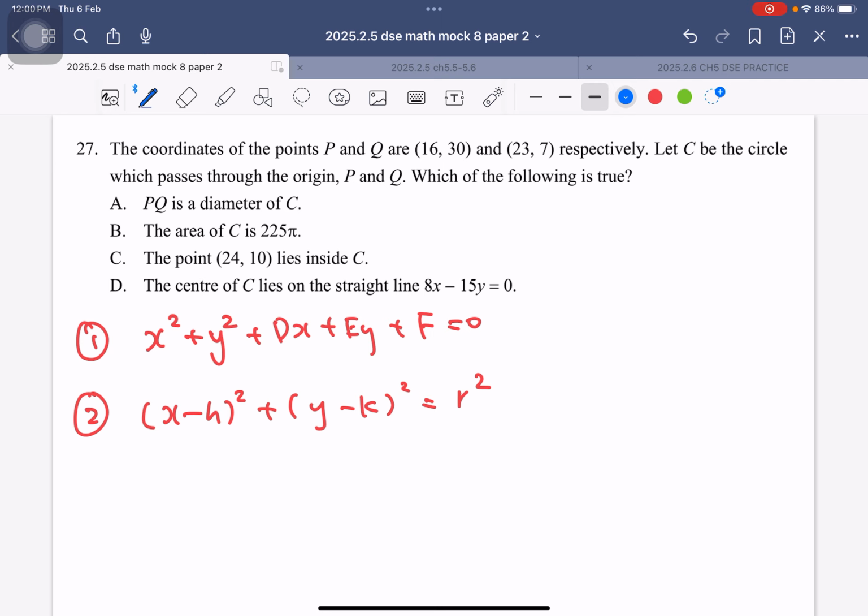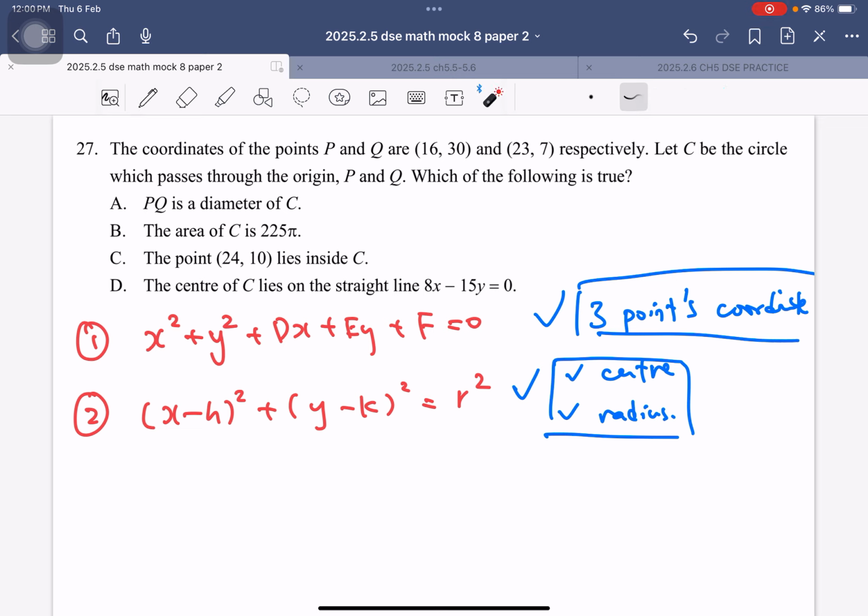Okay, back to this. If you want to use this equation, you need to have how many points? 3, because I have d, e, f, 3 unknowns. So you need to have 3 points, coordinates. Okay? And then if you want to use this formula, you need to have the center coordinates and the radius.